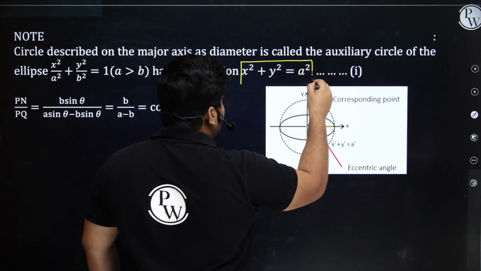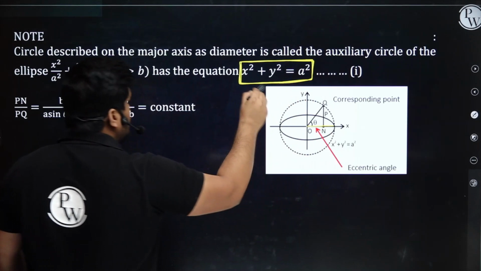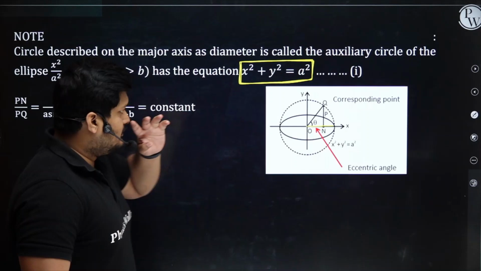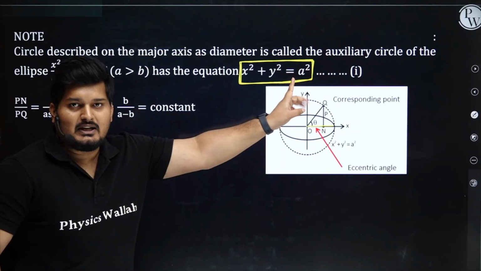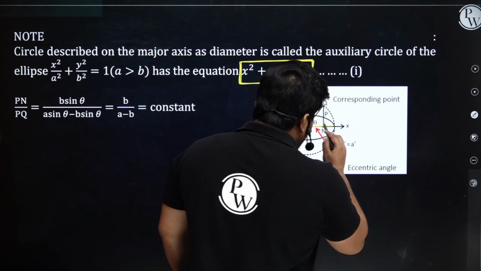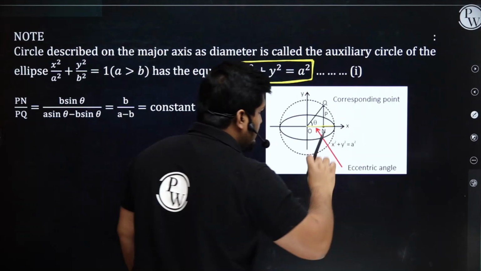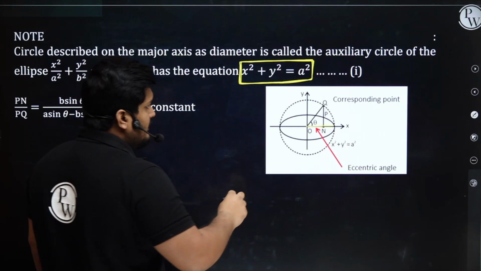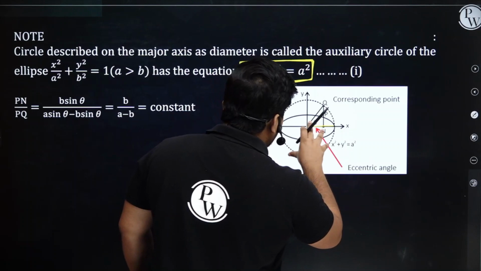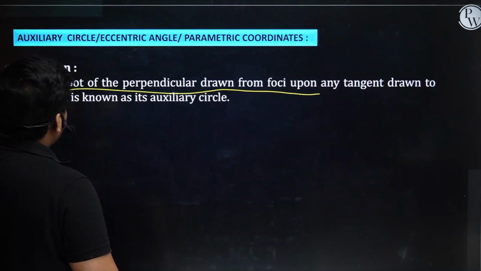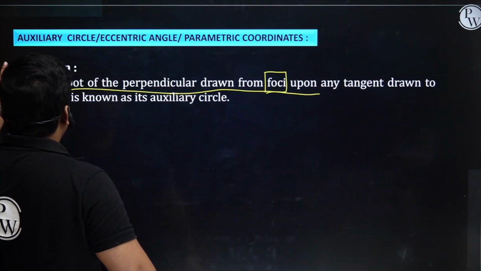This is the equation x square plus y square equal to a square. This is the equation of the auxiliary circle for that ellipse. x square plus y square equal to a square. As you can see, it's concentric with the ellipse and the radius is equal to the semi-major axis. Fine. Also, you can see here that this is the locus of the foot of perpendicular drawn from the focus upon any tangent. It won't be that easy to draw, but you can understand from the definition that the locus of the foot of perpendicular drawn from focus upon any tangent will always lie on the auxiliary circle.